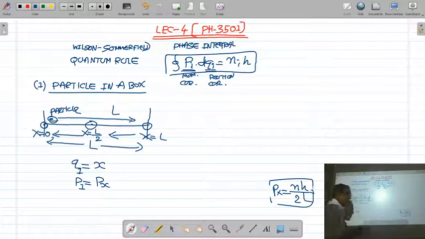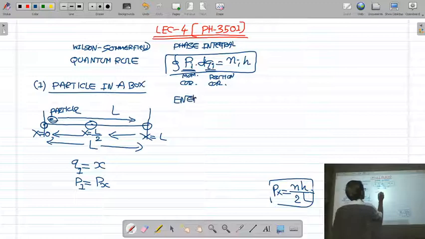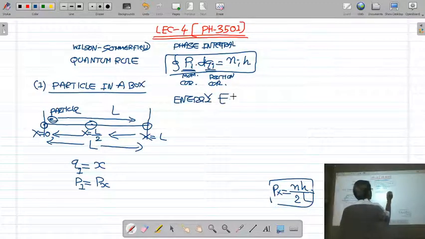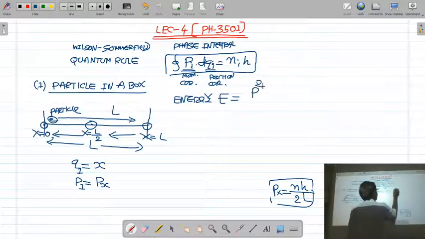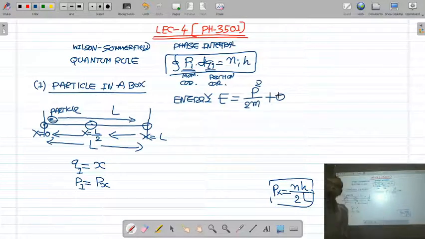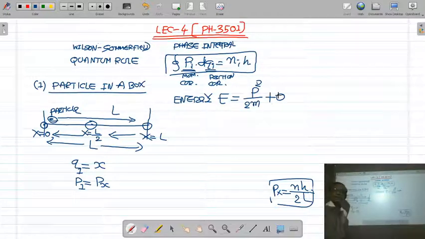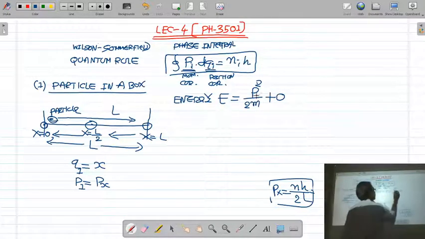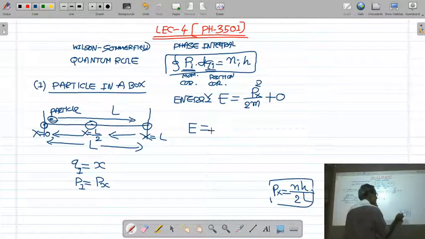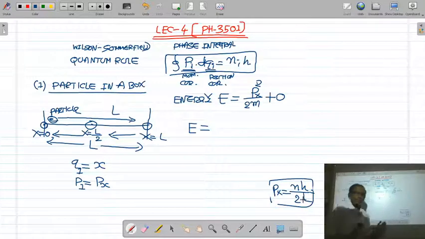And from this value of momentum, we have derived the energy of this particle moving in a one-dimensional box. The total energy of the particle is the sum of kinetic energy, which is p square upon 2m, and potential energy, which is 0. So if you put the value of momentum in this equation, you will get the energy of this particle. What is the value of momentum? nh upon 2L. Please remember, make the correction: it is not nh upon 2 pi, it is nh upon 2L, where L is the length of the box.